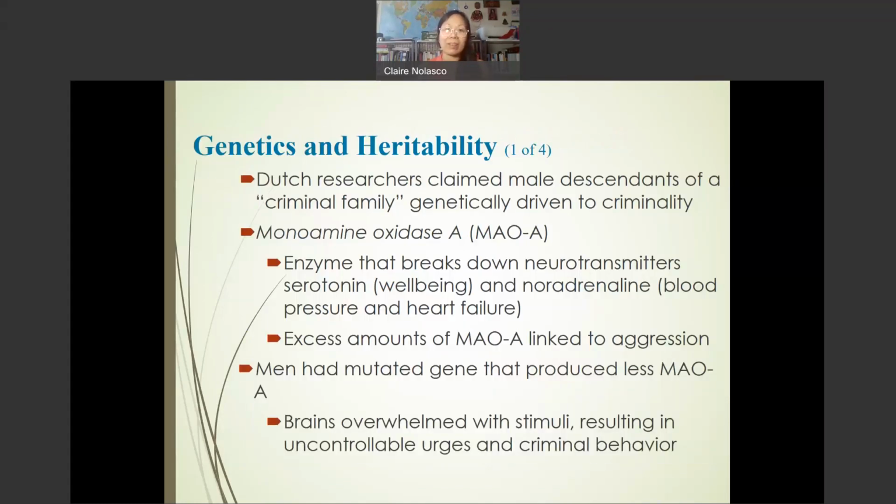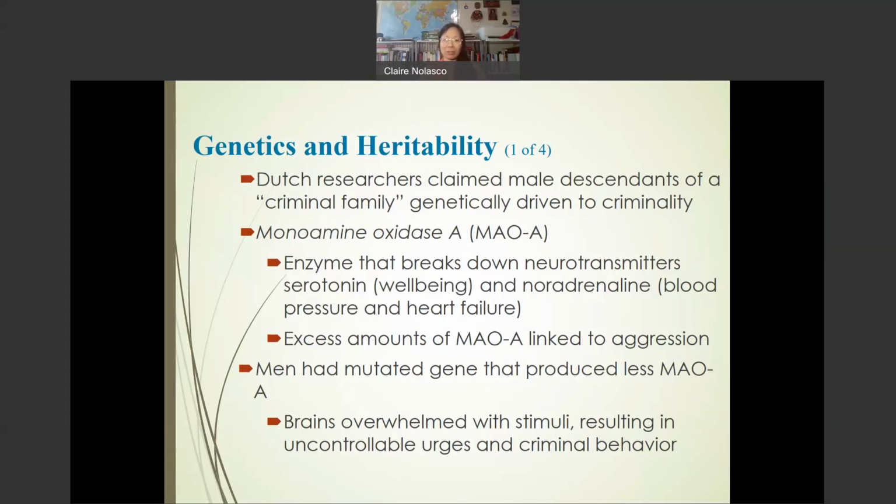Okay, so genetics and heritability. Dutch researchers claimed that male descendants of a criminal family are genetically driven to criminality. And they pointed out that this is because of the presence of monoamine oxidase A, which is MAO-A. This is an enzyme that breaks down neurotransmitters, serotonin and noradrenaline. So what are these neurotransmitters?